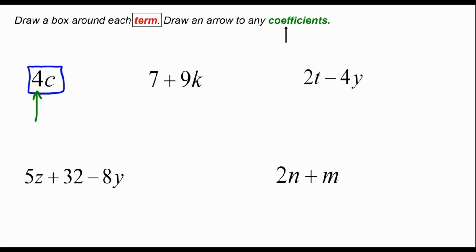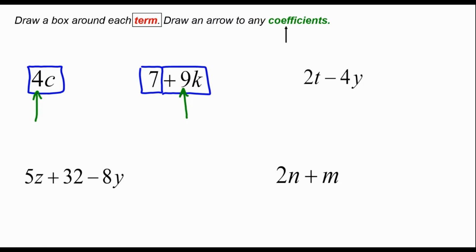Next expression, 7 plus 9k. This has two terms, 7 and 9k, but only one of them contains a variable. The second term contains a variable, and that's the k. What is k being multiplied by? K is being multiplied by 9, so 9 is the coefficient, k is the variable. And the first term does not contain a variable, so it is not a coefficient. We would not say 7 is a coefficient because it's not being multiplied by a variable. It's just a number by itself.